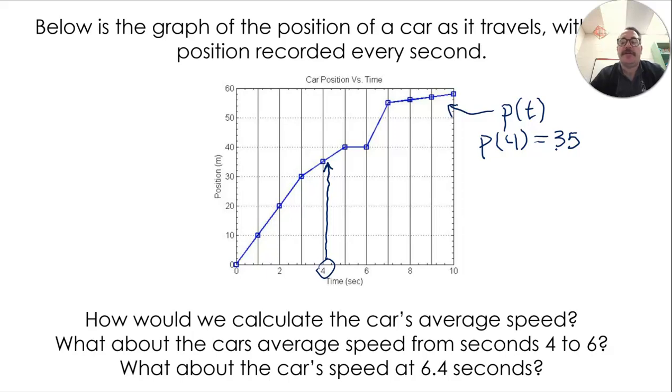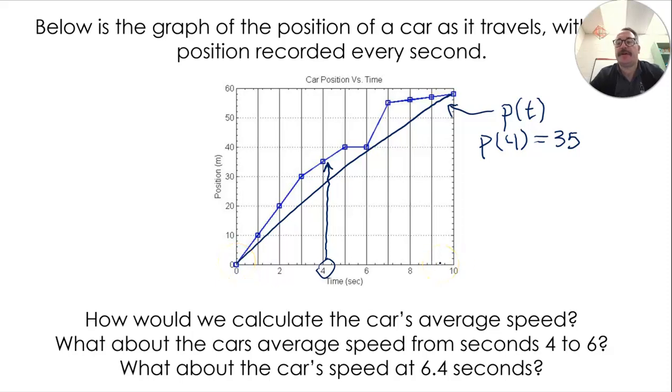So if I wanted to know the car's average speed on this time interval, what we're going to do is just make a line connecting where the car is at 0 and where the car is at 10.